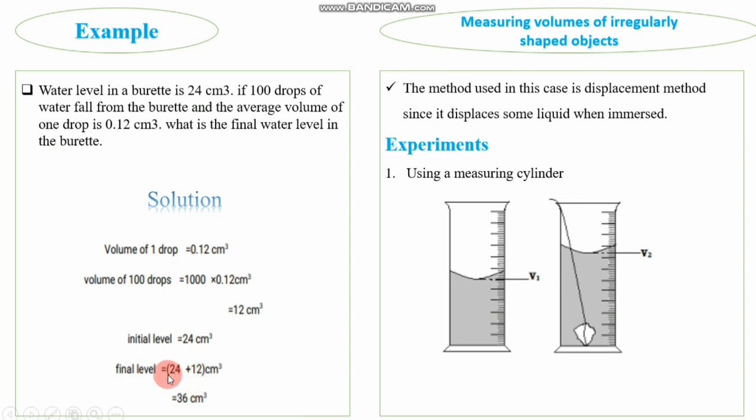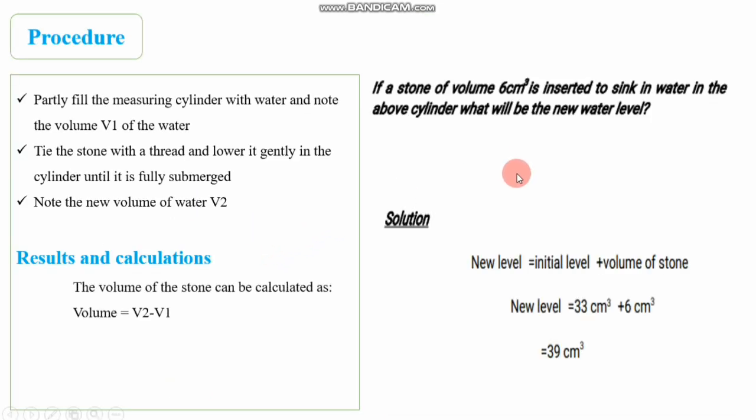This is now the volume, 36 cubic centimeters. Remember, let us assume the initial volume is 33 cubic centimeters, and a stone of volume 6 cubic centimeters is inserted. I forgot to add the image of that beaker. So the beaker has an initial volume of 33 cubic centimeters. That is water alone. We have said if a stone of volume 6 cubic centimeters is inserted to sink in water, what will be the new reading?